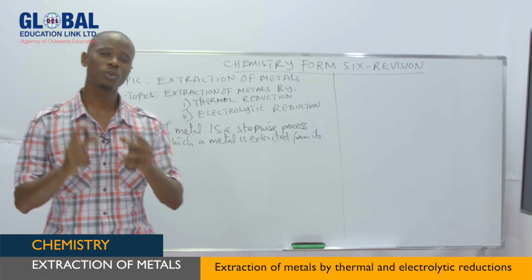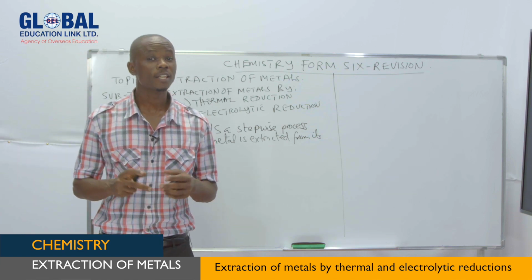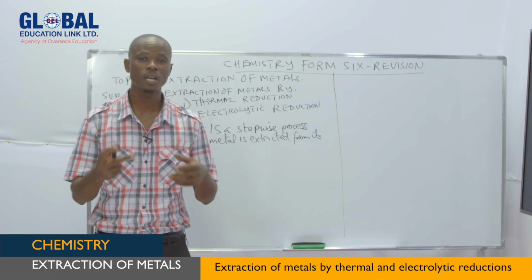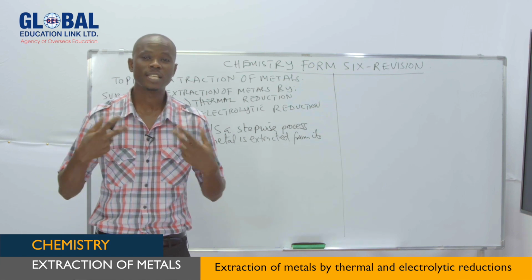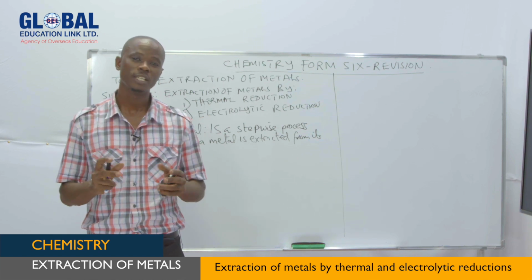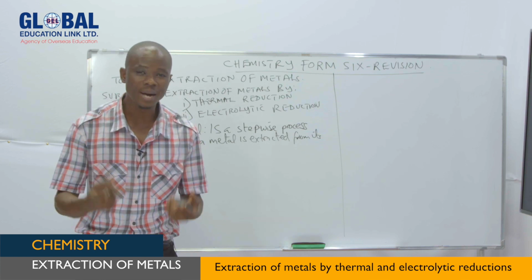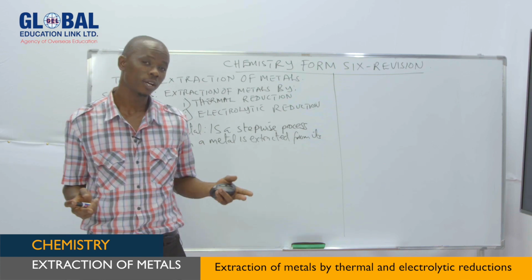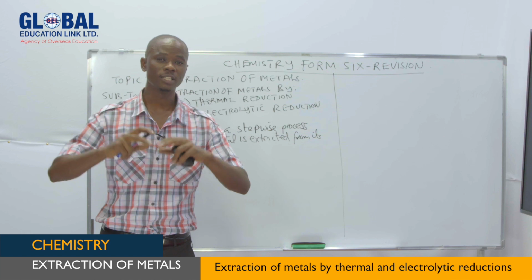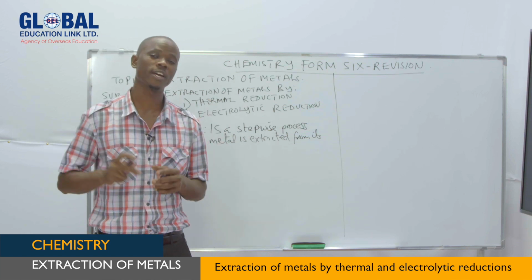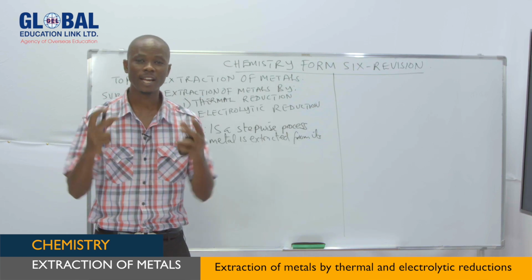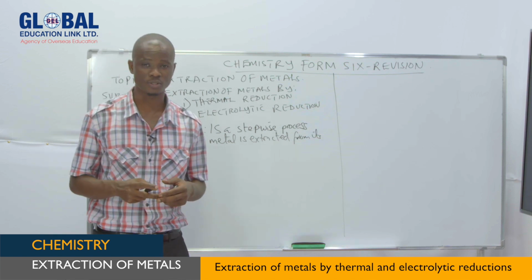Now, when you talk about metals, they occur naturally either in a free state. That means sometimes a metal is found in nature free, not combined with other elements. But also, it can be found combined with other elements. So there are two forms. The metal can be found in a free state, that means not combined with other elements, but also it can be obtained combined with other elements and associated with other impurities.